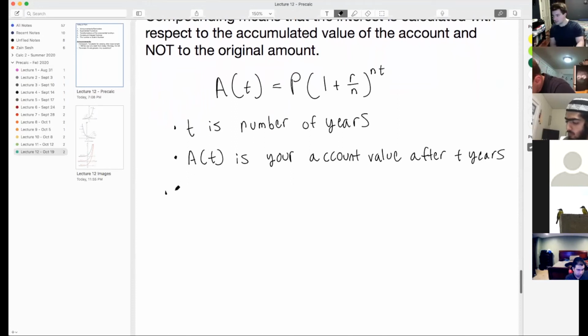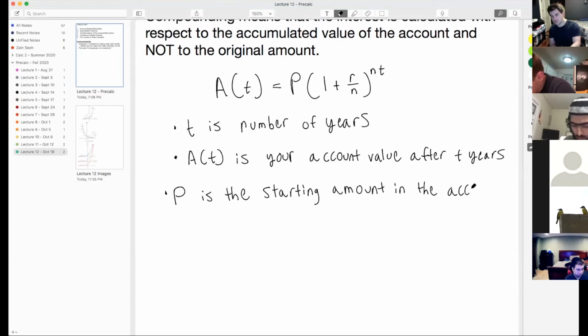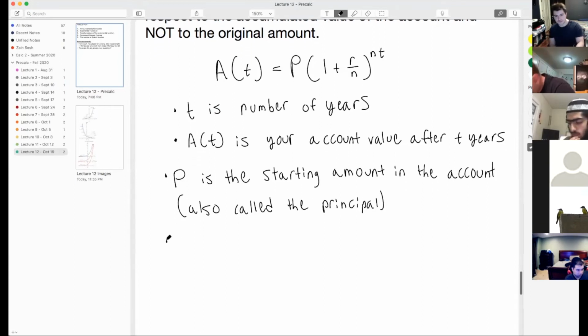What's capital P? P is the starting amount in the account. How much do I initially put into this account? So P is the starting amount in the account. And it's also called the principal. That's just another word for it. Okay, good. So just 2 more things to identify here.